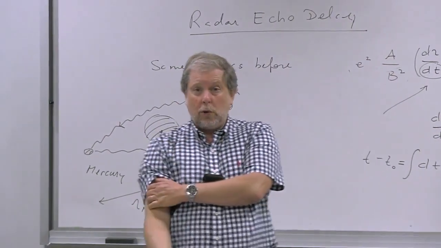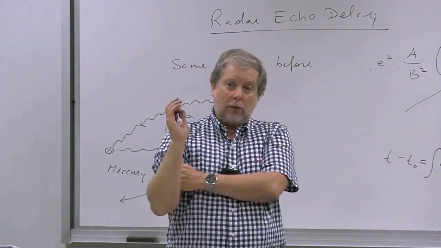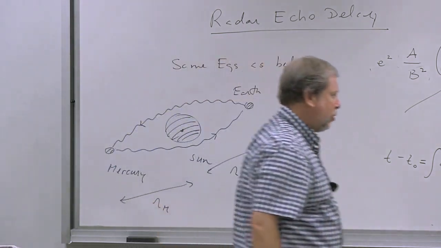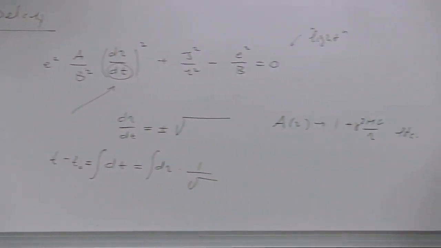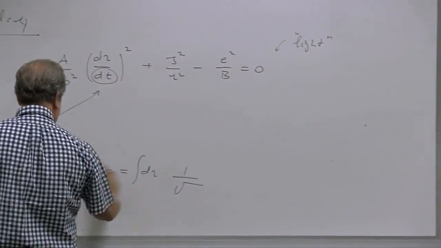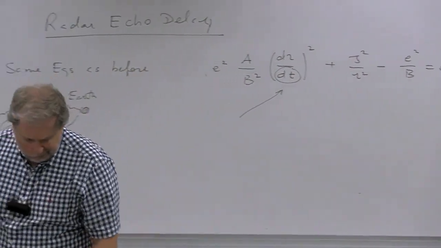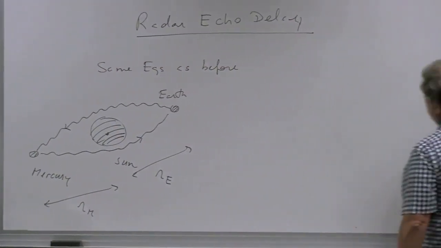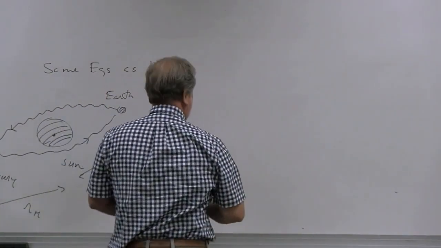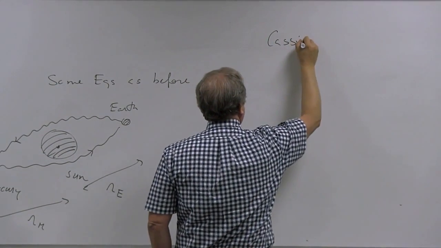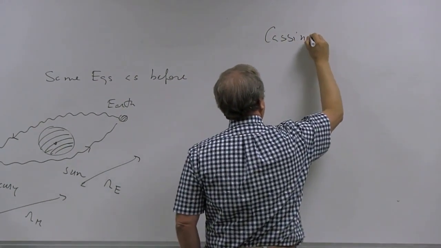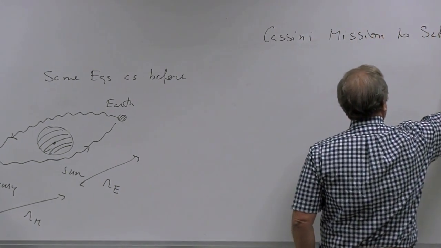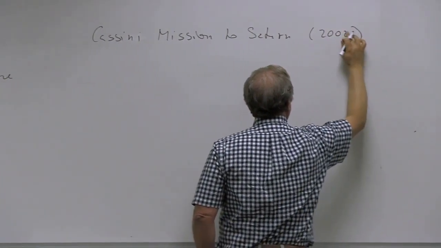And perhaps the most useful and important one is where you have something that's really far away, and that is emitting radio waves, and that would be the Cassini mission to Saturn, right? So the Cassini spacecraft, which was launched, I believe, in 2003. So Cassini mission to Saturn, right? It was 2003.